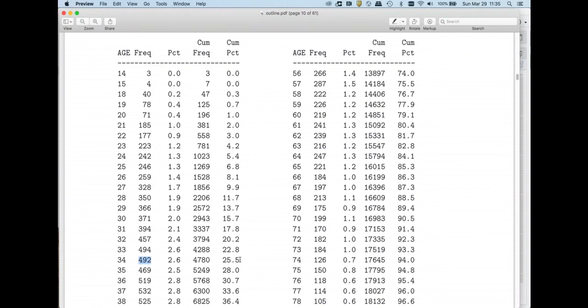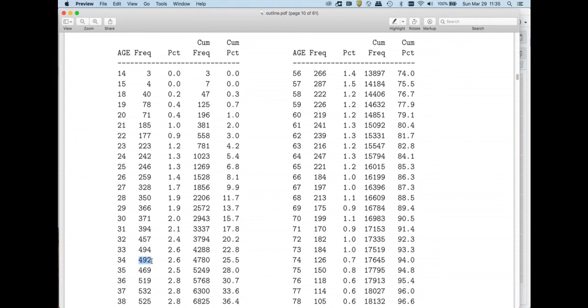Now, somewhere in the middle of those 492 people is the person who is exactly 25% of the way into my distribution. And by the way, the 4,780th person is over 25% of the way into the distribution, but that person still is age 34. So somewhere in the middle of those 492 34-year-olds, I've gone a quarter of the way into the distribution. Okay, so that's the way I find the 25th percentile.